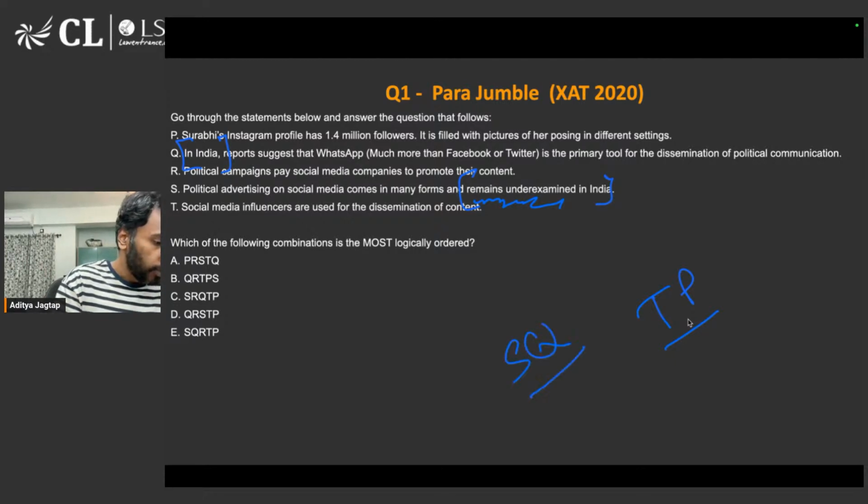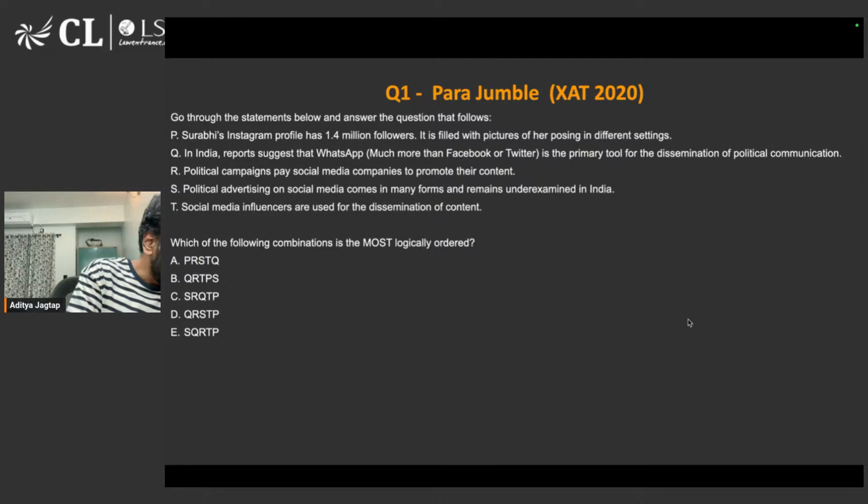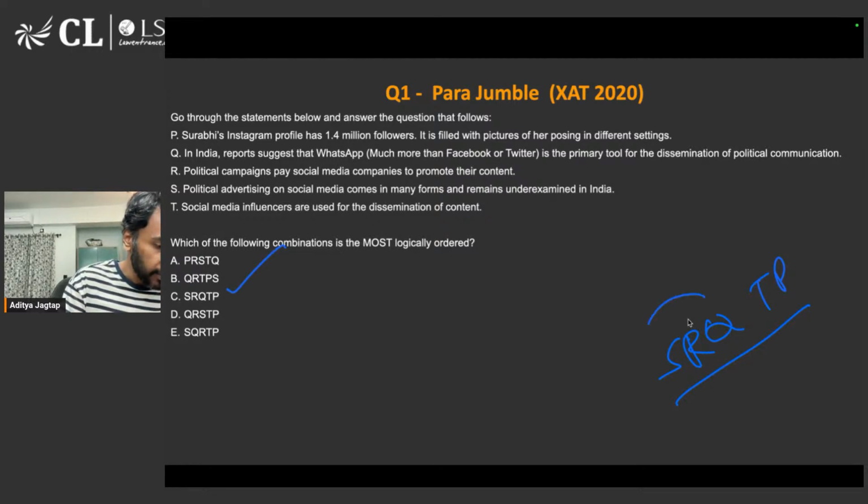So SQ is something that we're looking for, if not a direct pair, then to proceed from sentence S to sentence Q. Political campaigns pay social media companies to promote their content. Paying social media companies to promote their content. An example of that would be WhatsApp is the primary tool, right? So we might have SRQTP. So in this case, we clearly have come up with the sequence, right? SRQTP.